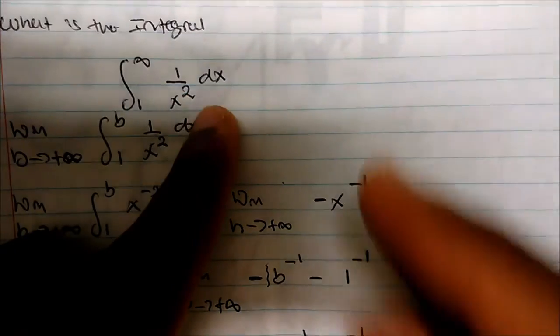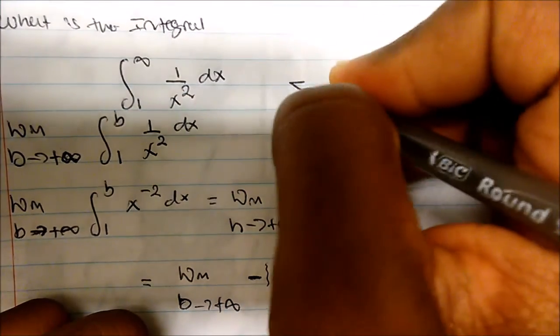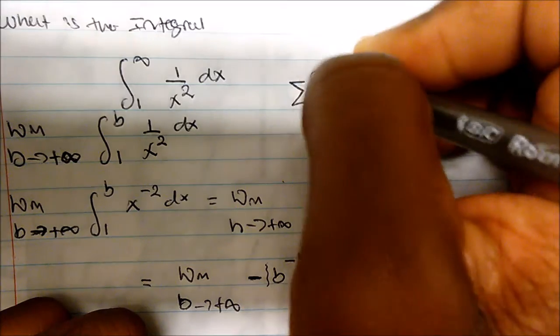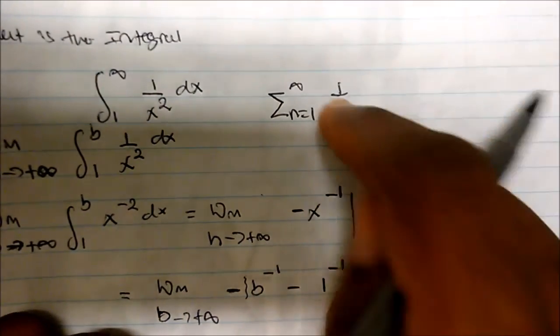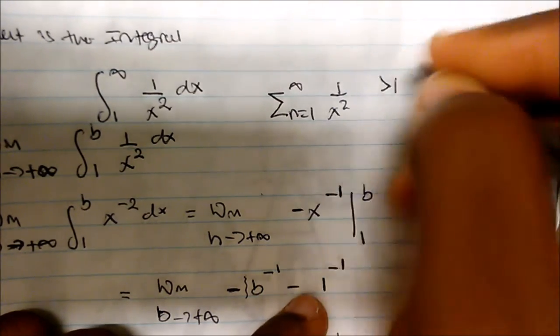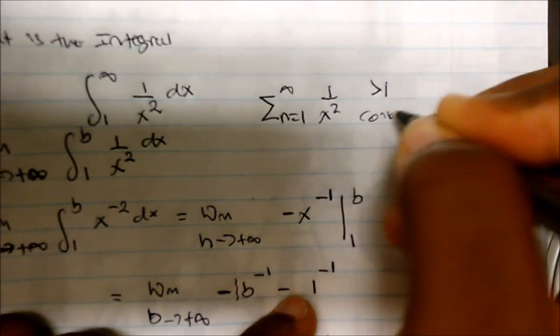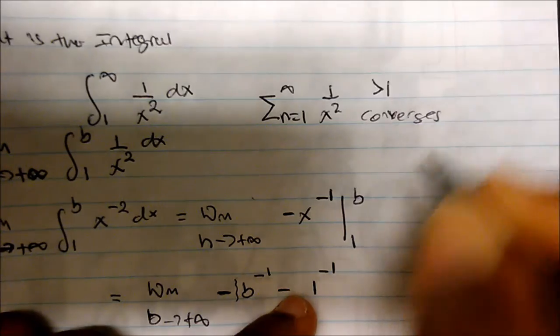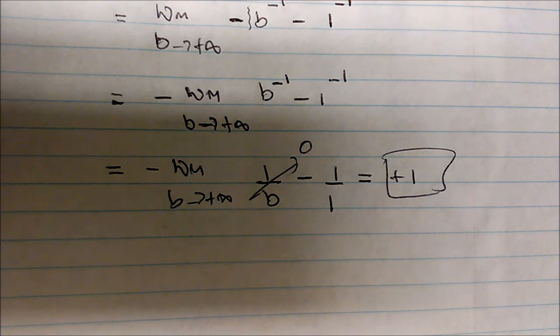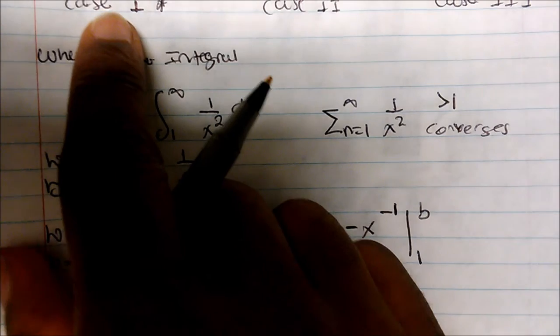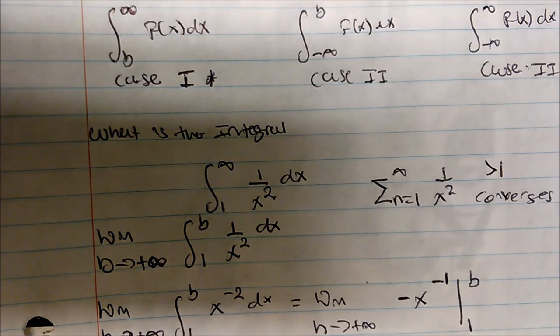And remember, we could also look at this as the sum from n equals 1 to positive infinity of 1 over n squared. And this is a p series. So we know p is equal to 2, which is greater than 1. So therefore, this converges. Okay. And the integral we got is 1. So again, that's how we use the integral test. And again, this is the most important improper integral, okay, because it has to do with the series.